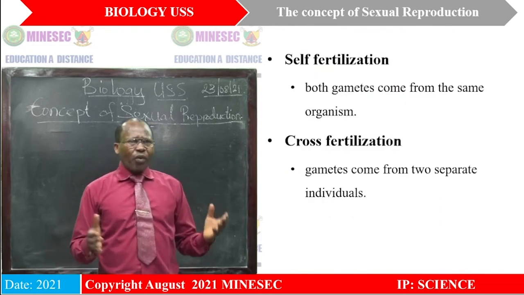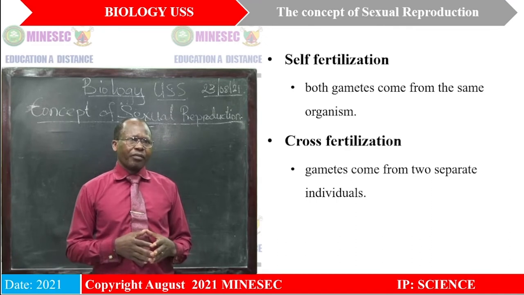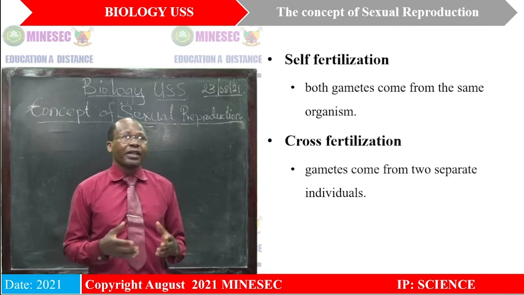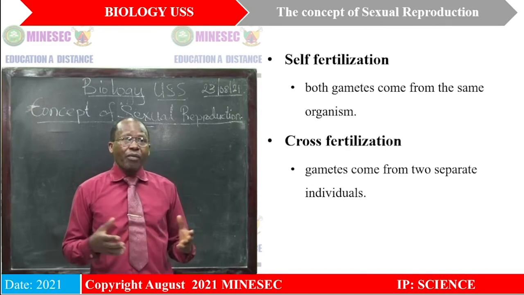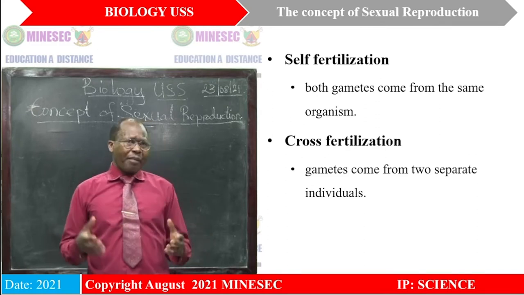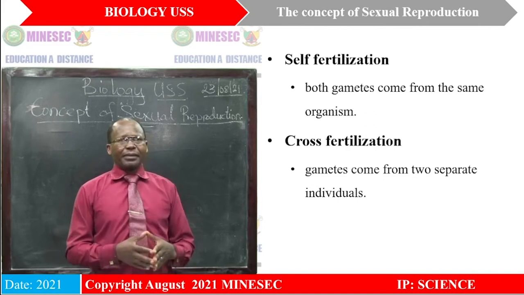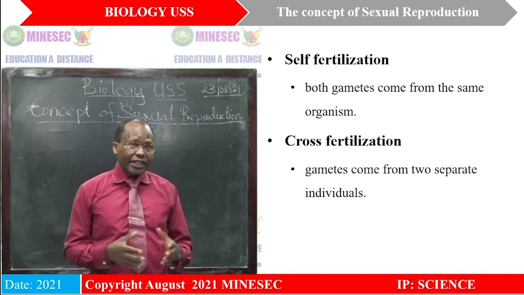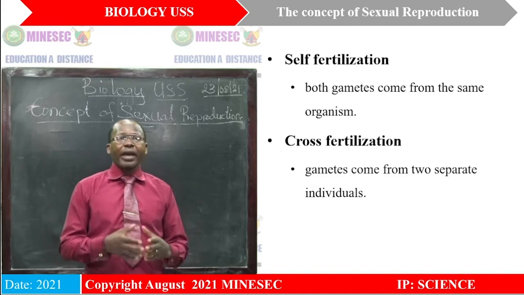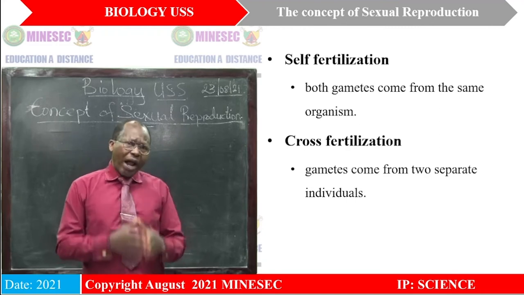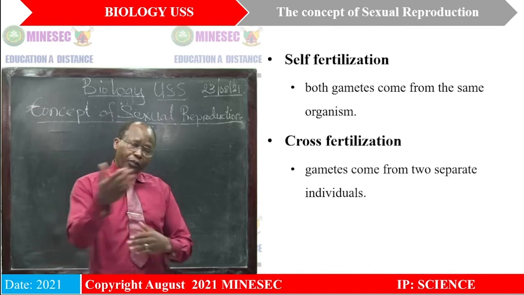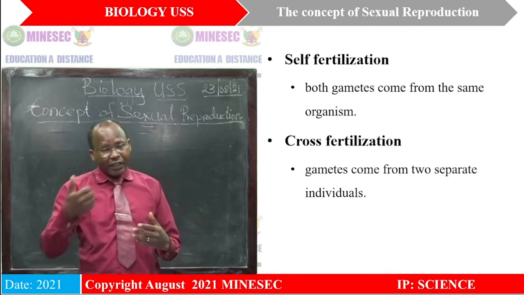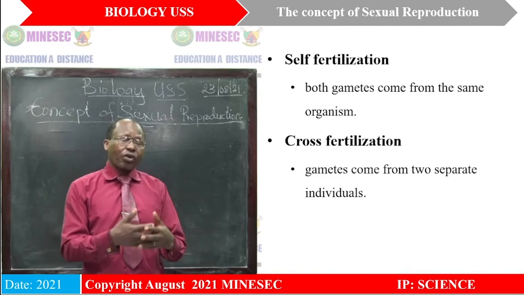Then, what actually is self-fertilization? Because we have said that hermaphrodites do not self-fertilize. Self-fertilization here, we imply the situation where both gametes come from the same organism. And in cross-fertilization, we imply a situation where the gametes come from one of the two separate individuals. One actually gives the sperm to the other. Even if you receive the sperm again from the other, that is cross-fertilization.